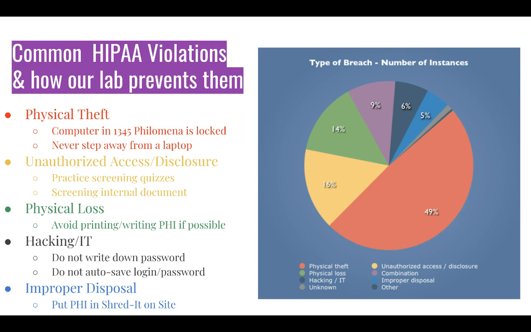Unauthorized access or disclosure is another way in which HIPAA is violated. That would be going into a chart that we don't necessarily have the authorization to go into. So if our patient inclusion criteria is ages 6 to 12 and you open up a chart of a 2-year-old, that would be unauthorized access. That would be a violation of HIPAA.